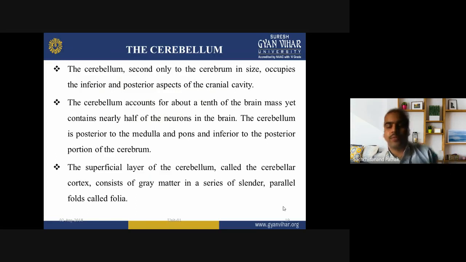Cerebellum, the fourth one. Cerebrum is there, diencephalon is there, brainstem is there, and the cerebellum. Now, the cerebellum is second only to the cerebrum in size. It occupies the inferior and posterior aspect of the cranial cavity. तो जो हमारे cranial cavity के inferior और posterior parts हैं उनको occupy करते हैं.